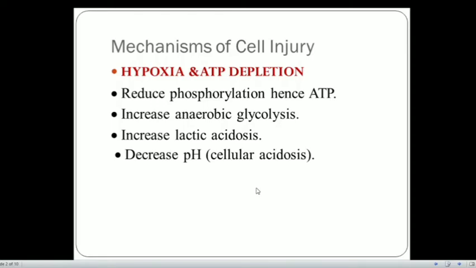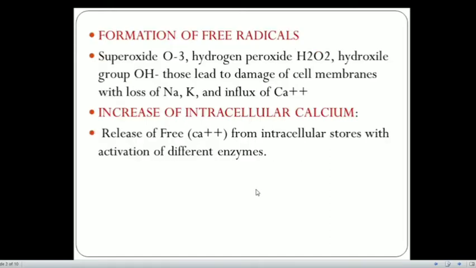And the sequence of the above-mentioned disorders includes clumping of chromatin, loss of ribosomes, and then intracellular influx of water. Now coming to the second mechanism, we have the formation of free radicals like superoxide, hydrogen peroxide, and hydroxyl group. Those lead to damage of the cell membrane with the loss of sodium, potassium, and influx of calcium ions. The energy-dependent sodium pump also slows down.